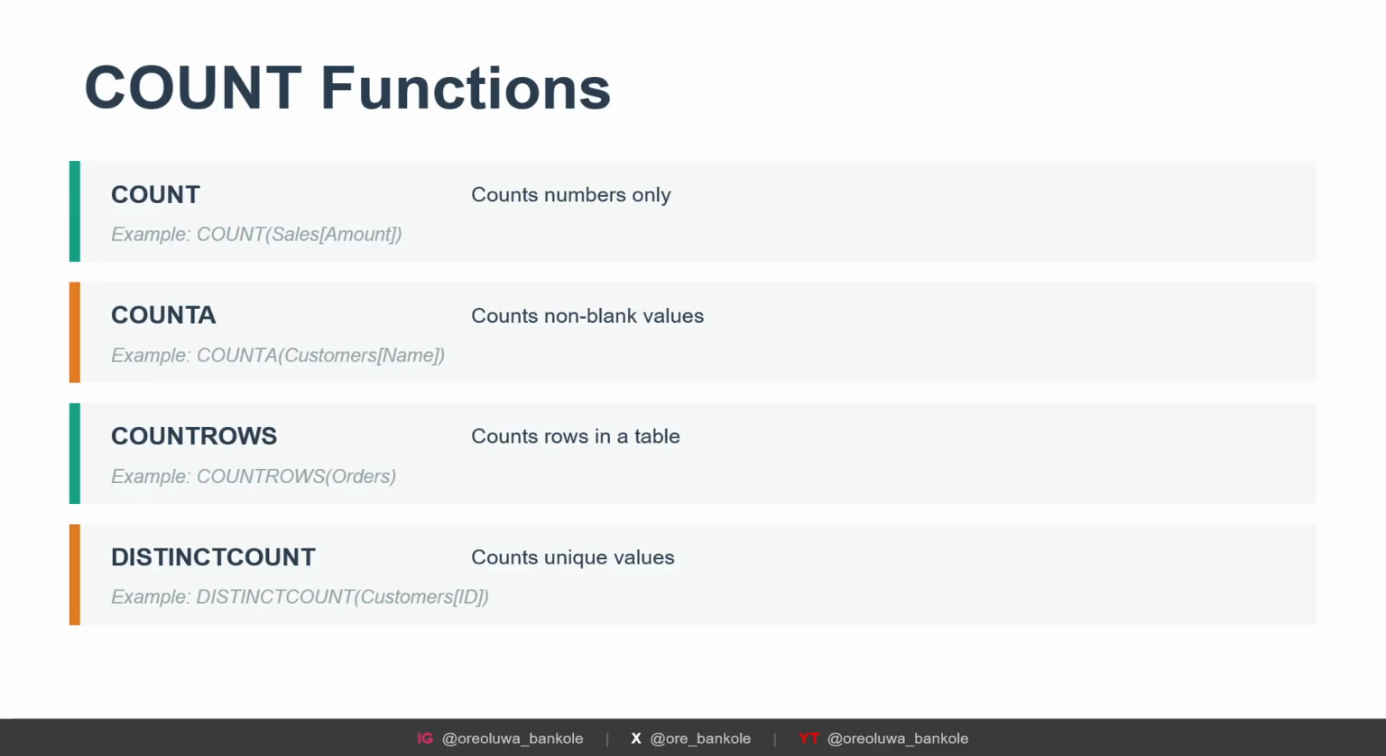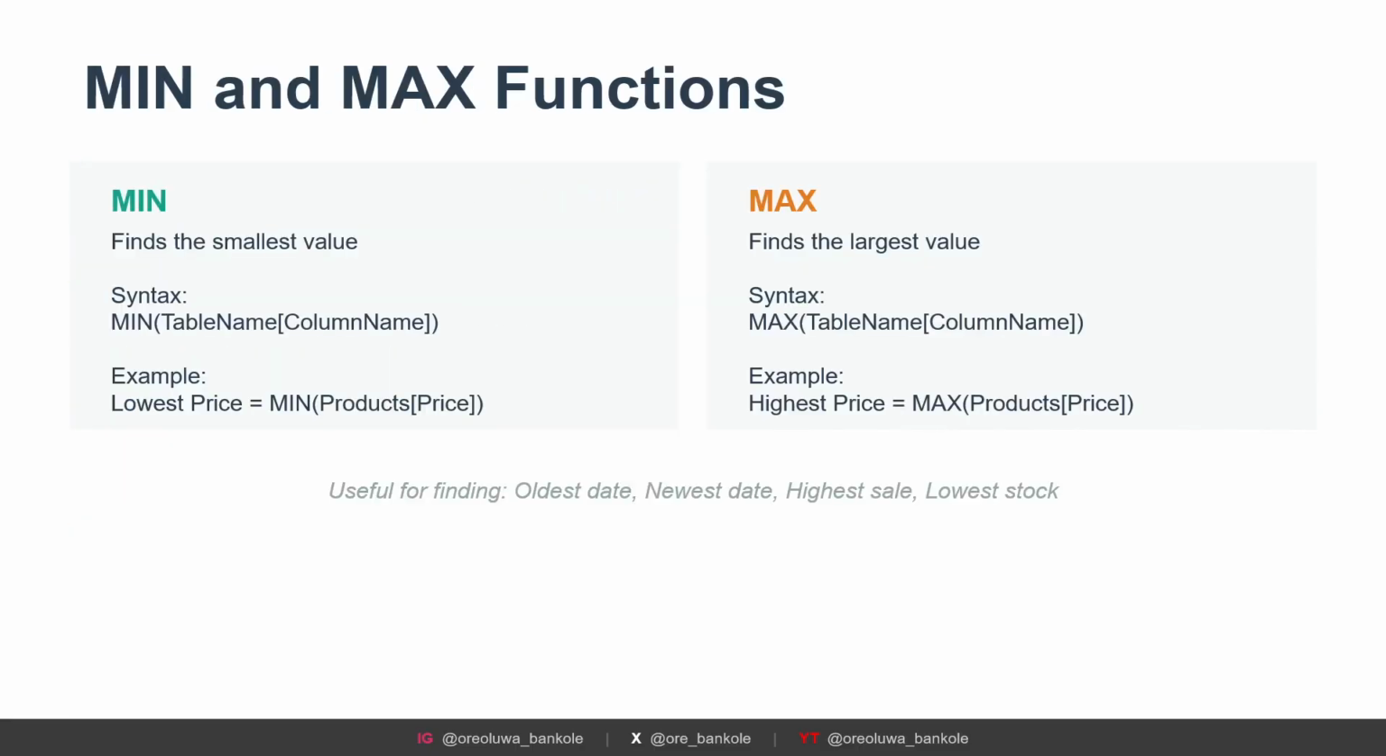Then you have distinct count. Distinct count counts everything that is unique. If one thing is showing more than 10 times, it will count it as 1. If another one is showing 3 times, it is still 1. It becomes 2, not 13. Do you see it now? I'm also going to practicalize all this, so we're going to see it in action.